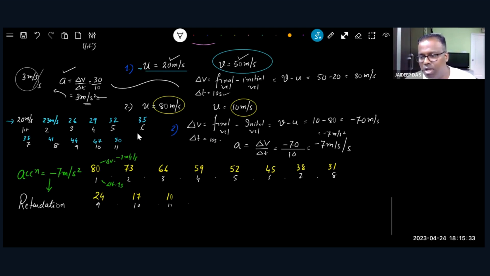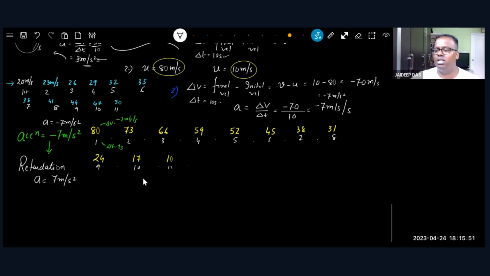But when you write the value of retardation, you will write it not as minus 7 meters per second square. This is again a catch. If you want to write it in terms of acceleration, you will write minus 7 meters per second square. If you want to write it in terms of retardation, you'll write it like this. How to understand this concept?